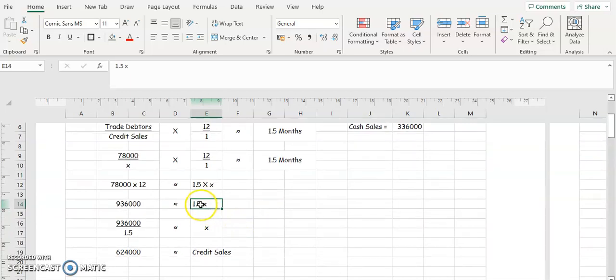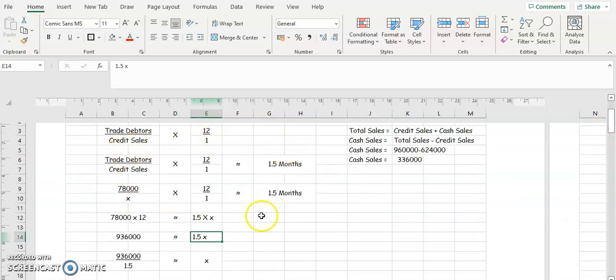So now we're going to bring 1.5 back over the equals. So it's very much kind of maths class. When it's multiplied on one side, it's division on the other side. So it's going to be 936,000 divided by 1.5 is equal to X. So your X, which is credit sales, when we divide 1.5 into 936,000, it's going to give you 624,000. So usually where students find the difficulty is this section here.